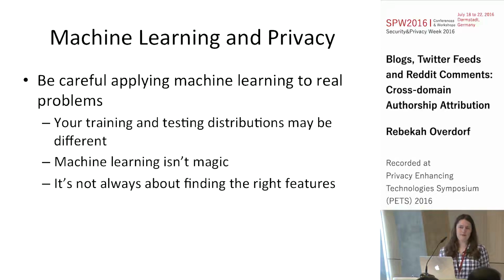More generally, what we've learned through this work is you have to be super careful when you're applying machine learning tools to real problems. There's an assumption in machine learning that your training and testing distributions are always going to be the same. In the real world, this is rarely the case, especially in a domain problem where you're changing a lot about the problem, because machine learning isn't just magic, it's math. It's also not about finding the right features, it's about classification tools as well.